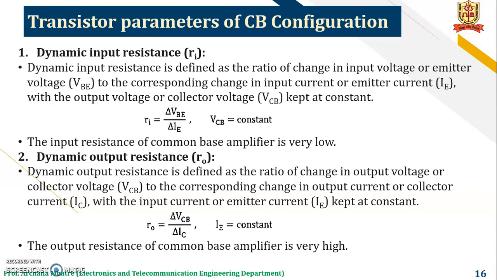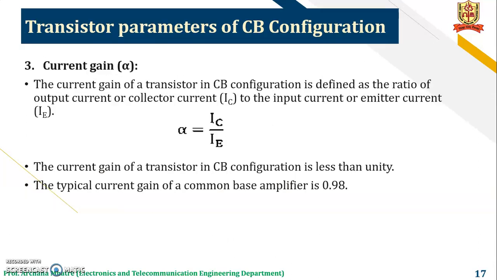Second parameter is dynamic output resistance. The dynamic output resistance is defined as the ratio of change in output voltage or collector voltage to the corresponding change in output current or collector current with the input current or emitter current kept constant. The output resistance of a common base amplifier is very high.